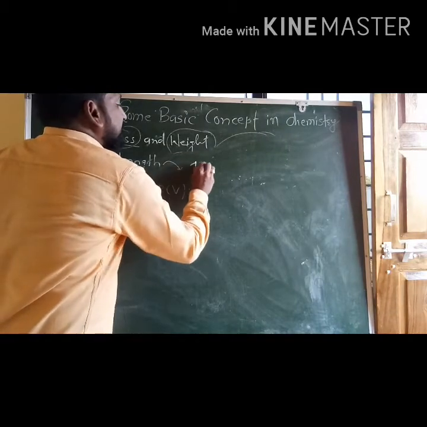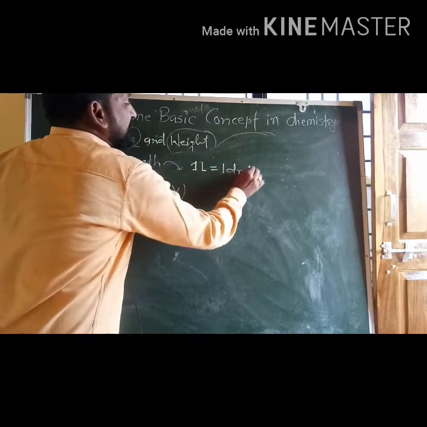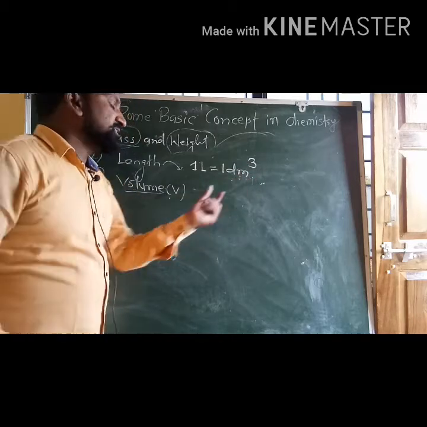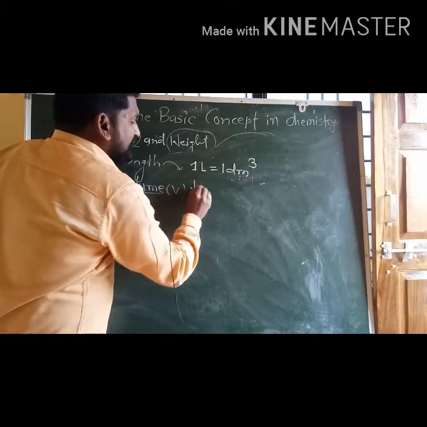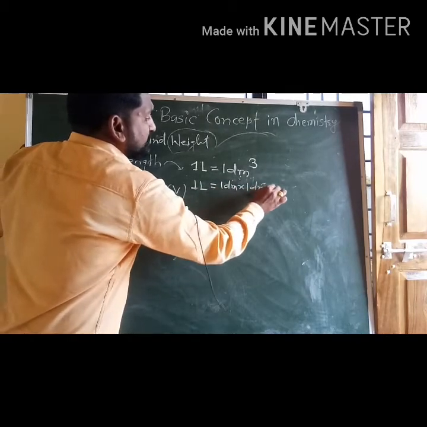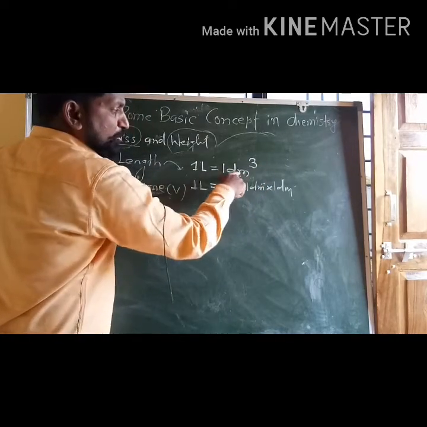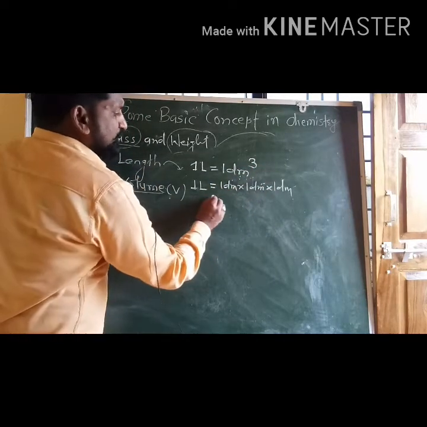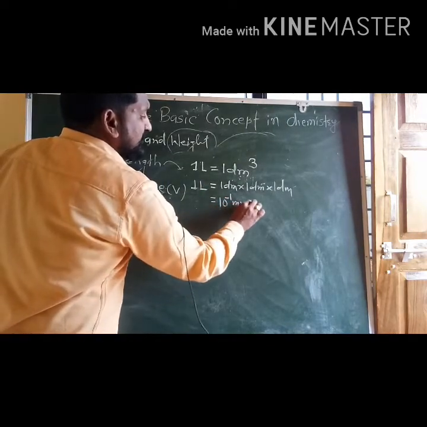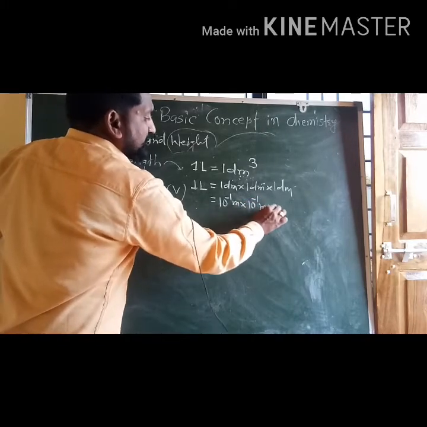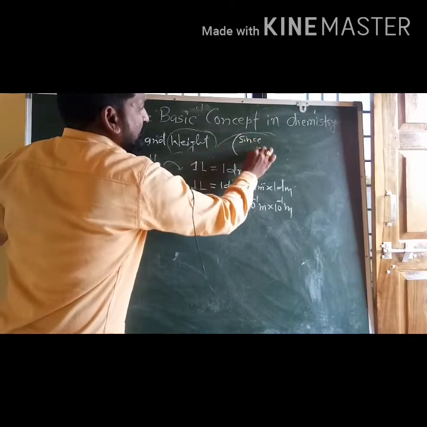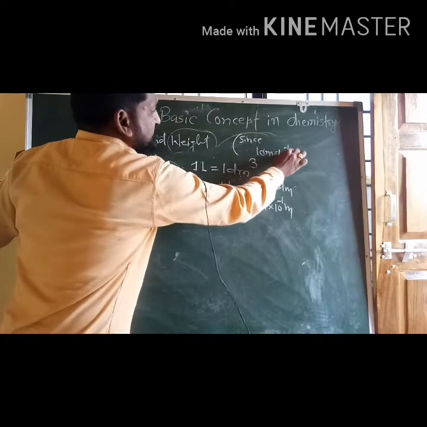1 liter is equal to 1 cubic decimeter. Therefore, 1 liter is equal to 1 dm into 1 dm into 1 dm. It is the cube of the whole dm. Convert it into meter, then 10 to the power minus 1 meter into 10 to the power minus 1 meter into 10 to the power minus 1 meter. Why? Since 1 decimeter is equal to 10 to the power minus 1 meter.